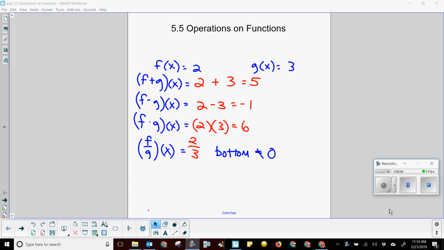Welcome to operations. This is pretty easy. Basically, they're going to give us two functions. For simplicity's sake, we'll call them f of x equals 2 and g of x equals 3. Now, obviously, it's going to be more complicated than that, but the concept behind everything's the same.